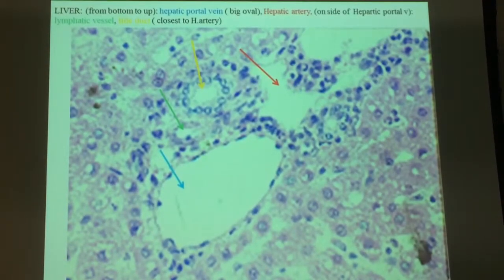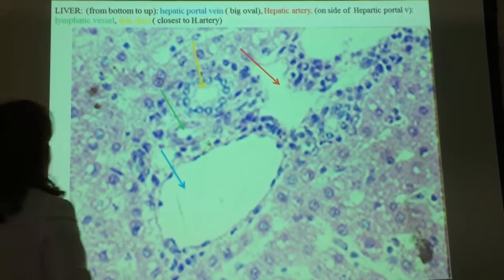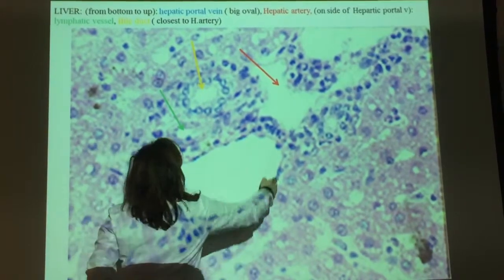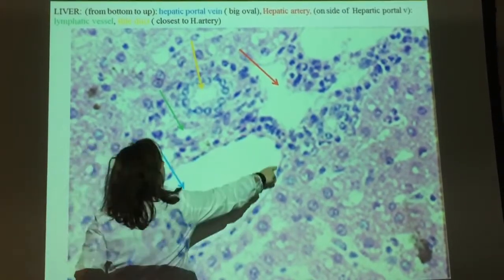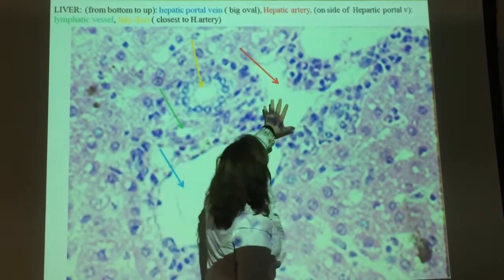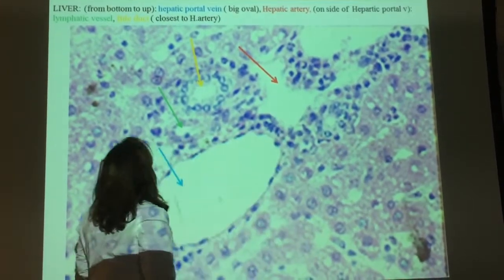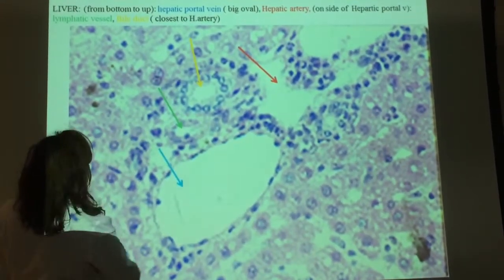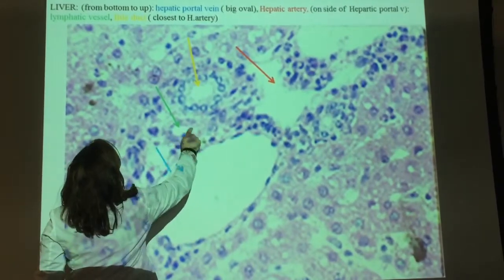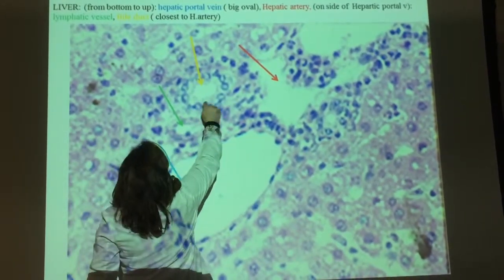For this one here, look at the fact that this is a hepatic portal vein right here. Okay, this is a hepatic artery. This is a lymphatic vessel, and this is the bile duct.